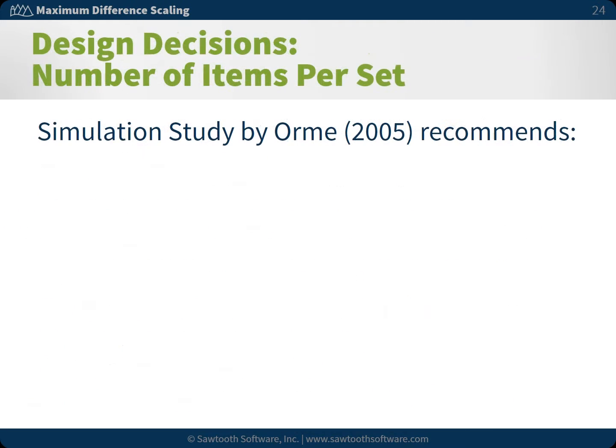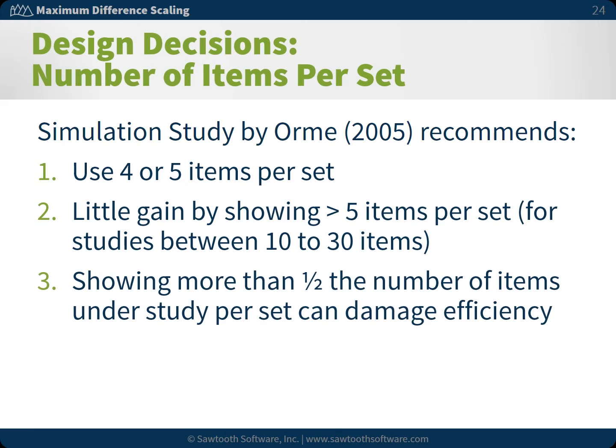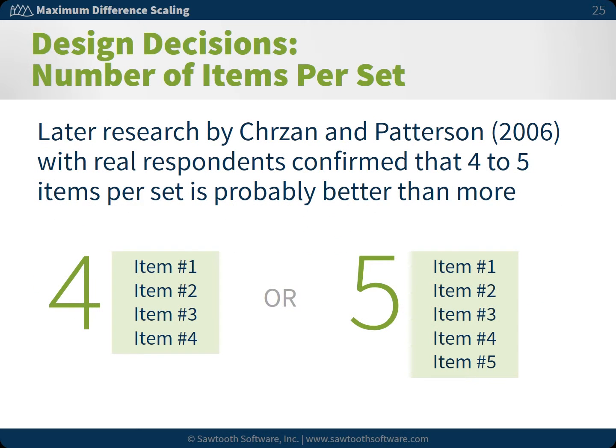To investigate the number of items per set, a simulation study performed by Brian Orme in 2005 led him to make the following recommendations. First, only use 4 or 5 items per set. Second, there is little gain by showing greater than 5 items per set in studies of 10 to 30 items. And third, showing more than half the number of items under study per set can damage efficiency. Later research by Chrzan and Patterson with real respondents confirmed that 4 to 5 items per set is probably better than more. Therefore, it seems that showing 4 or 5 items per set in this case should work wonderfully well.